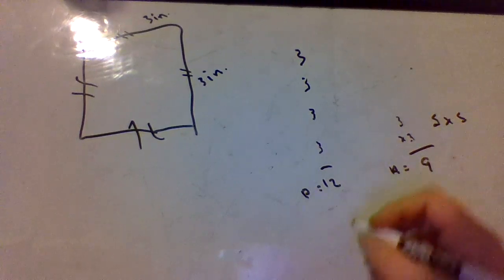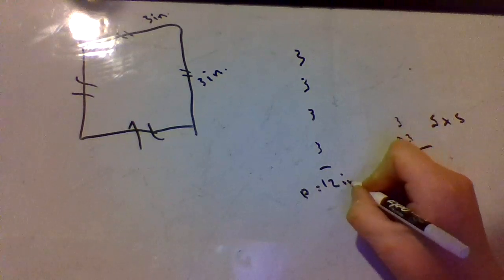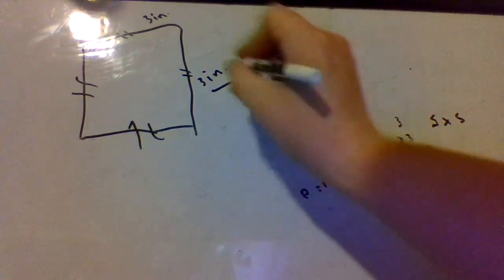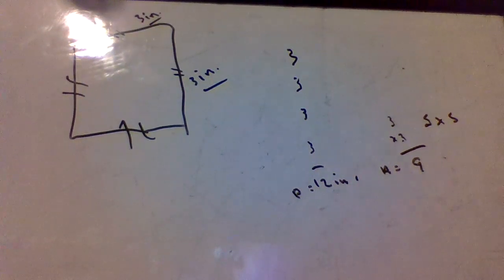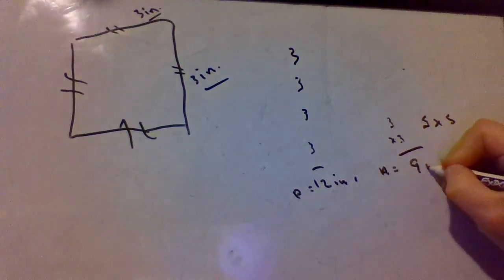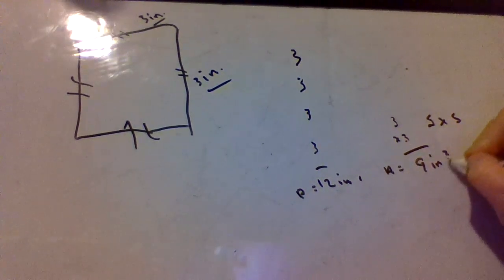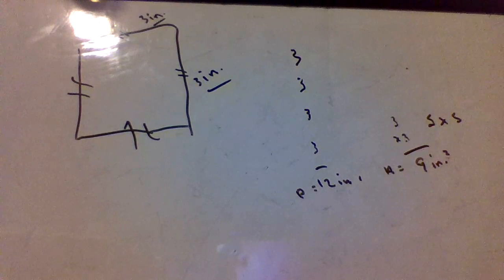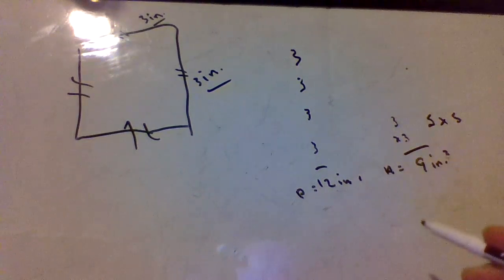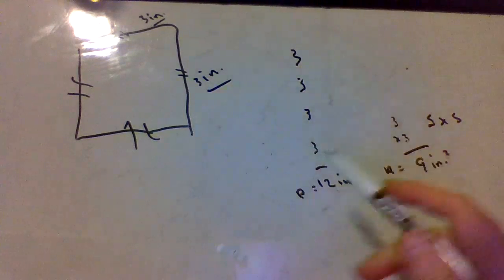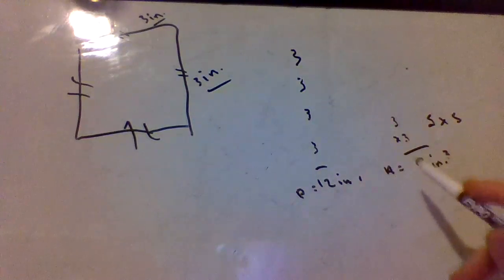And now, when you're labeling perimeter, we just put 12 inches, because this is measured in inches. But when we label area, we put 9 inches squared, or 9 square inches. That's usually how we write our final answer. So the perimeter of this square is 12 inches, and the area of this square is 9 inches squared.